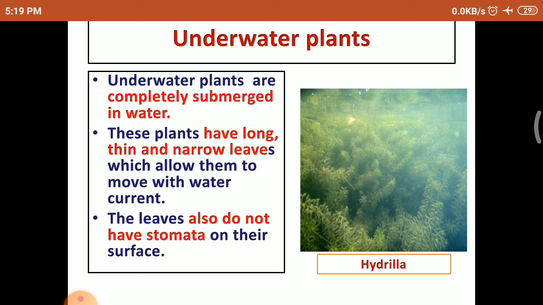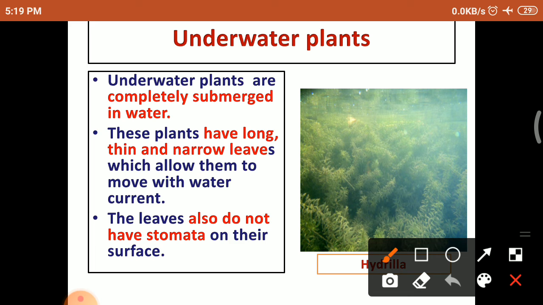So these plants have long, thin, narrow leaves which allow them to move with the water current. These plants have some special features. One is long, thin, narrow leaves. These long, thin, narrow leaves help the plant move with the water current. And these leaves do not have stomata on the surface.